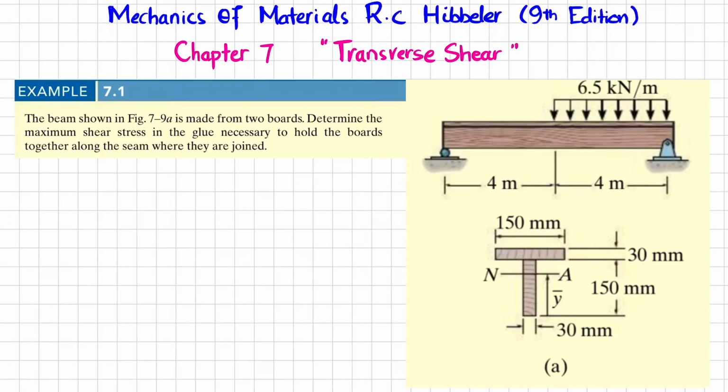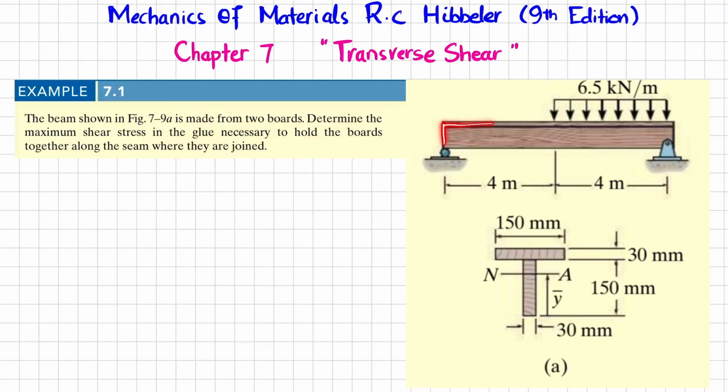Welcome back. In this video, we are going to solve example 7.1 that is taken from chapter number 7, Transverse Shear, and the book name is Mechanics of Materials by R.C. Hibbeler, 9th edition. So the statement is: the beam shown in figure 7-A is made from two boards. Determine the maximum shear stress in the glue necessary to hold the boards together along the seam where they are joined.